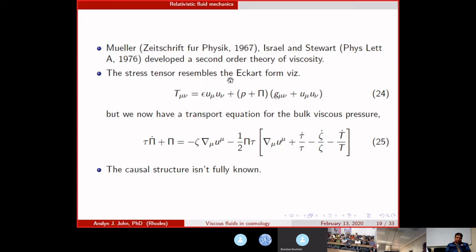It's also quite popular. Unfortunately, its quantum structure isn't fully known. This is a long-standing problem. It's not clear whether the system does respect causality. Okay, so you can see there are a number of proposals, and it's certainly far from a closed subject as to how to formulate dissipative hydrodynamics in relativity.